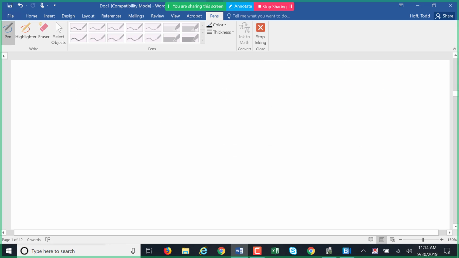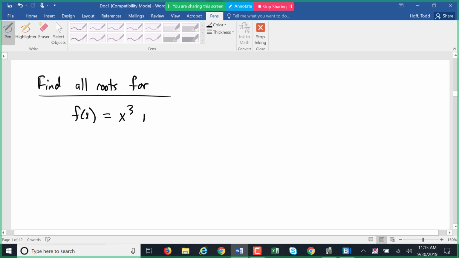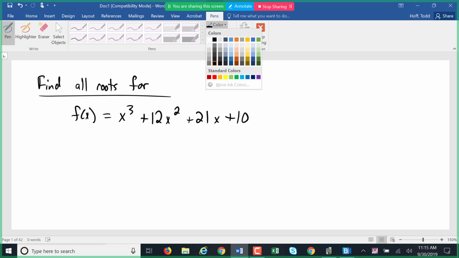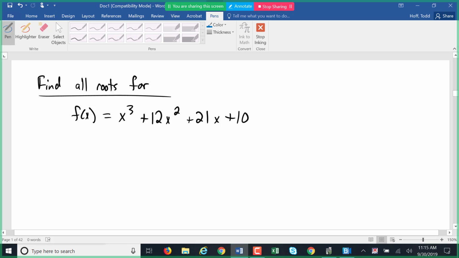So let's find all the roots for f of x equals x to the 3rd plus 12x squared plus 21x plus 10. First of all, how many positive roots?